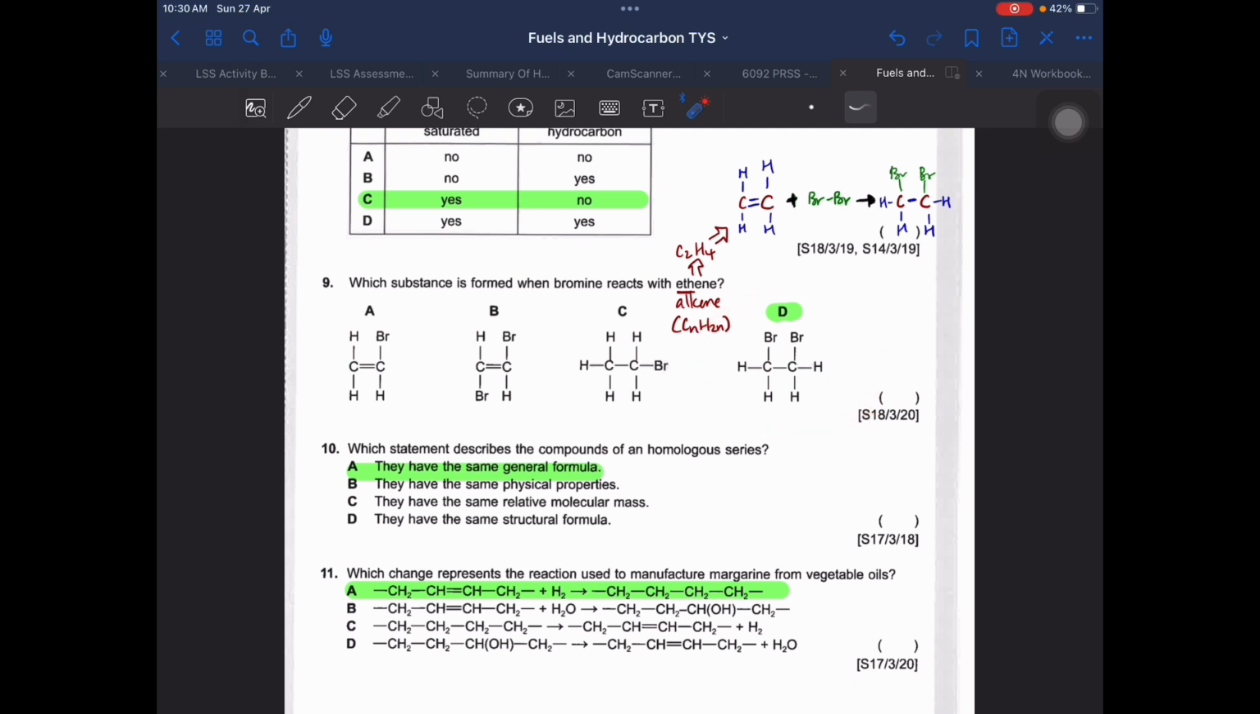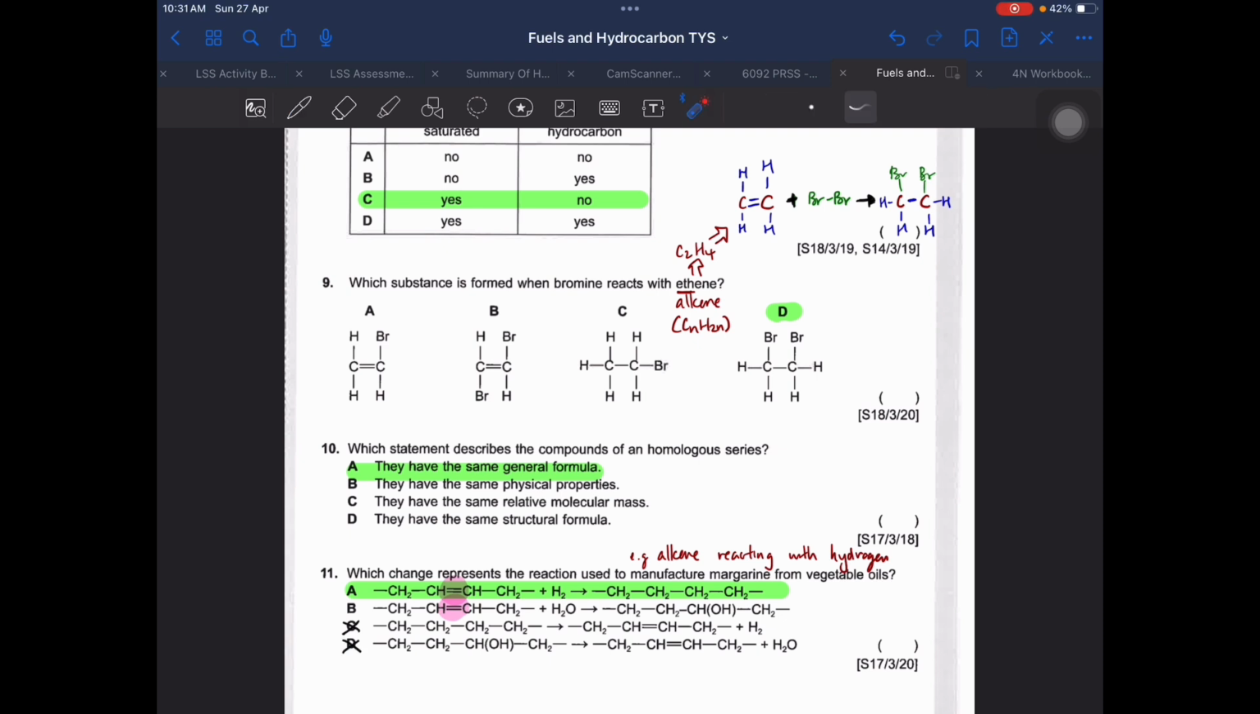Then let's move on to 11. 11 shows you again, you see, margarine and vegetable oil. So if you remember what I mentioned just now, this is an example of alkene reacting with hydrogen. Right? So what happens in the reaction between alkene and hydrogen? To start off first, you must make sure that there is a double bond. So the first one here, for A, there is a double bond here. For B, there's a double bond here. But then for C and D, you don't see a double bond at all. That's why C and D are totally out, because they are not even alkene. Right? To be an alkene, you must have a double bond first.